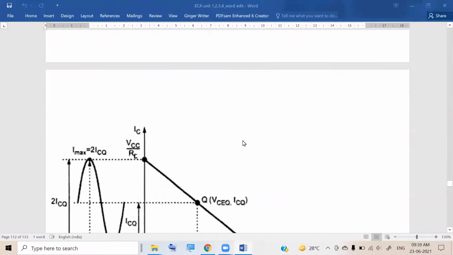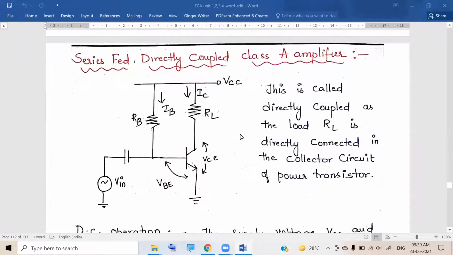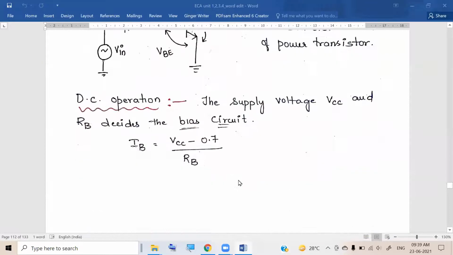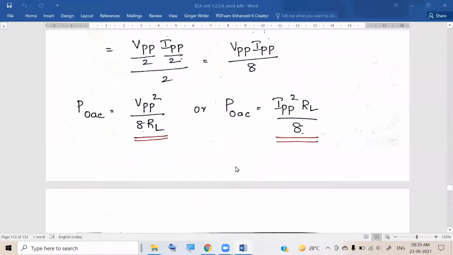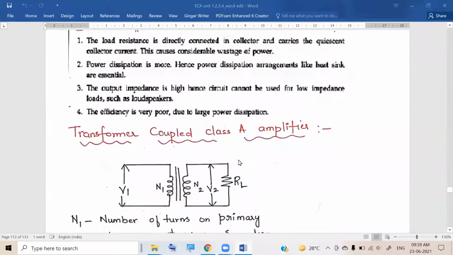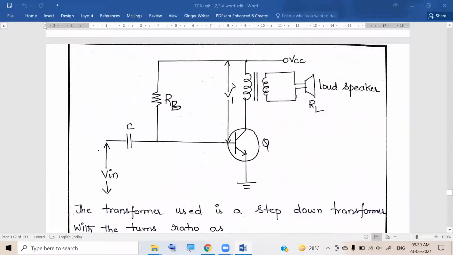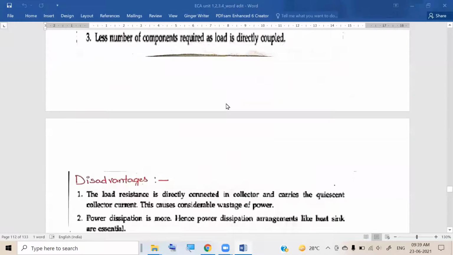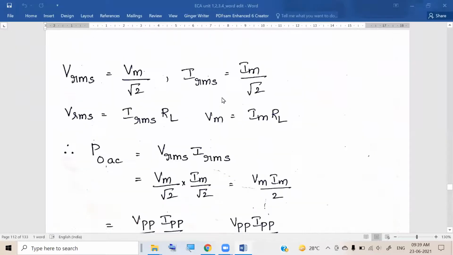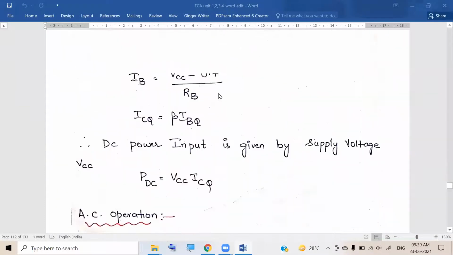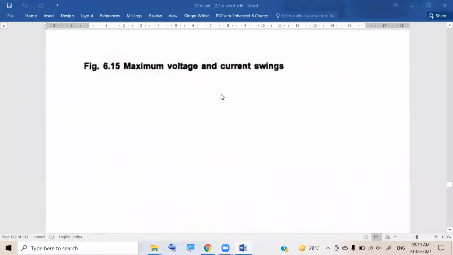Here the load resistance is RL dash. In the collector loop, for this transformer coupled class A amplifier, the resistance in the collector loop is RL dash. So we have VCC, RL dash and the transistor. So we will have a similar equation, like in this case.